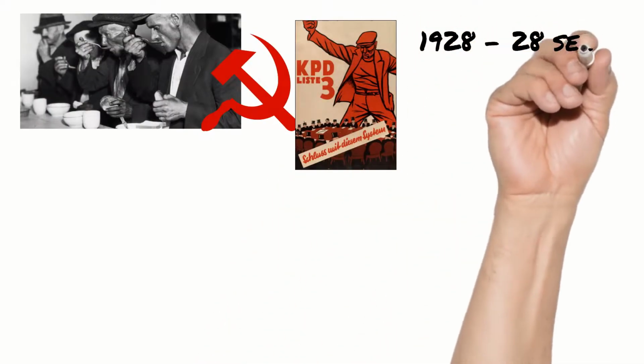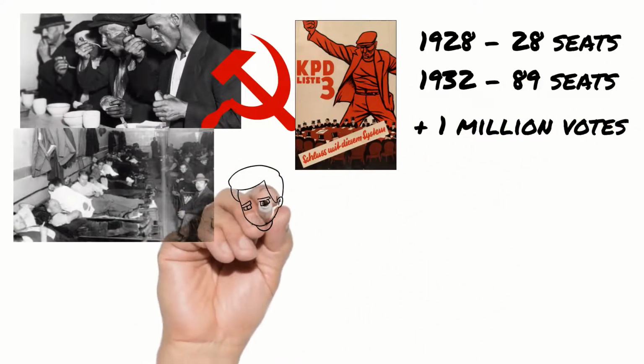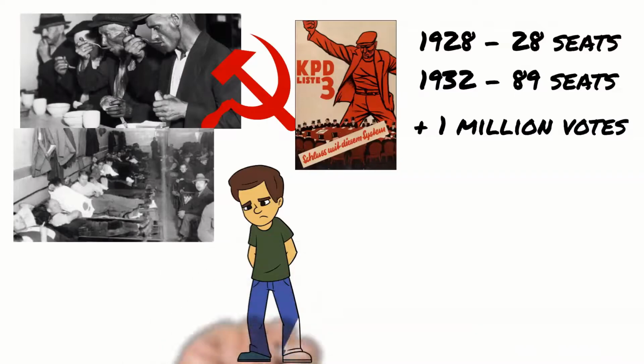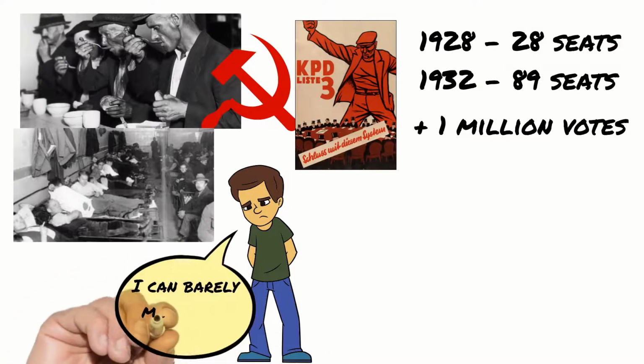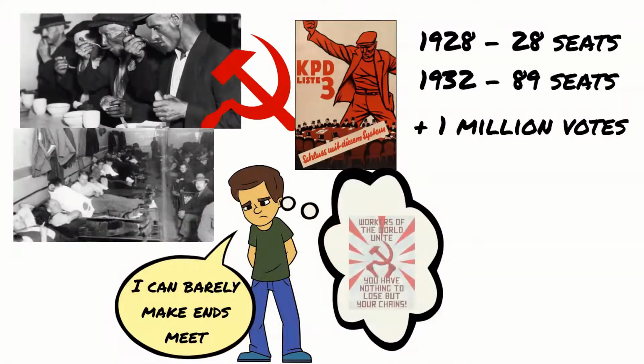As you might expect, the effects of the Great Depression led to a rise in support for extreme parties of the left and right. Support for the Communist Party, the KPD, increased from 28 seats in 1928 to 89 in 1932, which is about 1 million more votes. Many working class voters supported the KPD because they saw them as the only party that would stand up for the growing numbers of unemployed and those in work whose wages were falling sharply. For many, the only way the poor would be able to move forward was to overthrow the ruling class and set up a communist state.